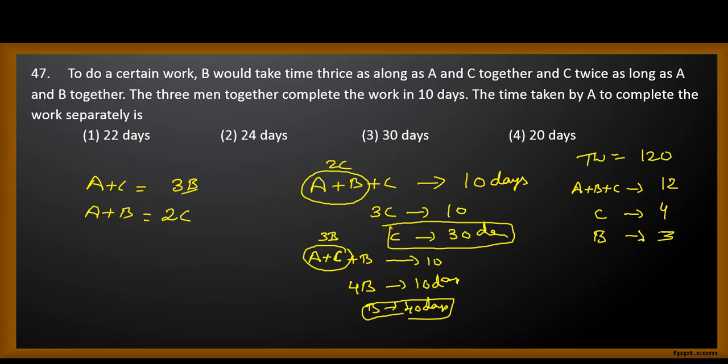Now look at the case. C is doing 4 units and B is doing 3 units. But all 3 together are doing 12 units. So how many units will A do? 5 units. 5 plus 3, 8. 8 plus 4, 12, which is satisfying. Now if A alone works, how much time will A take? So total work 120 divided by the number of units per day that A will do. So 120 by 5 is 24. So the answer is 24, option 2.